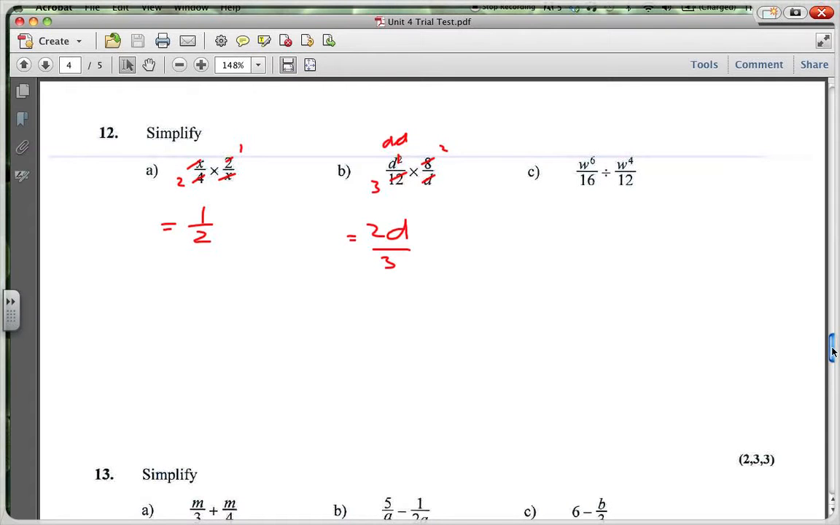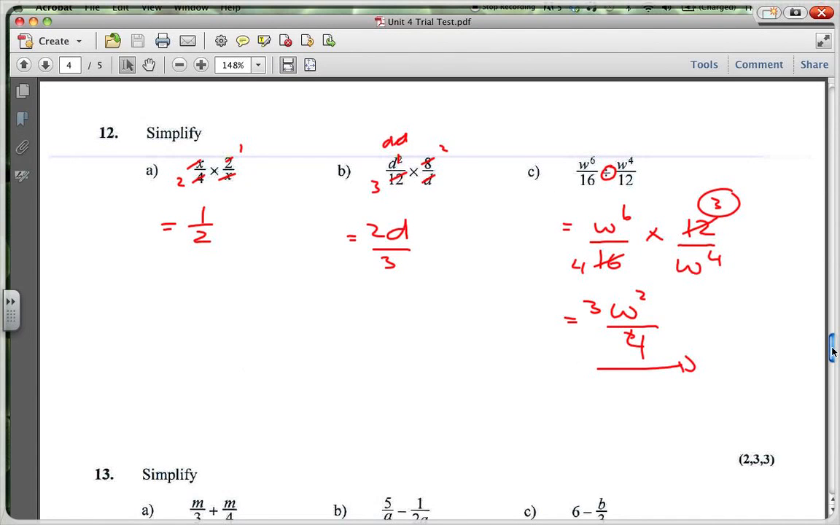That's correct, hopefully. Just check this out, make sure I don't make a mistake. Here, because you've got to divide, you can write it like this: w to the 6 over 16 times, and you invert this, w to the 4. So here we have that 4 will go into that 4 times and 4 will go into that 3 times. Here you've got w to the 6 divided by w to the 4. It's going to be w to the power of 2. And you'll still be left with your 3 there and your 4 at the bottom. So we'll have that there.